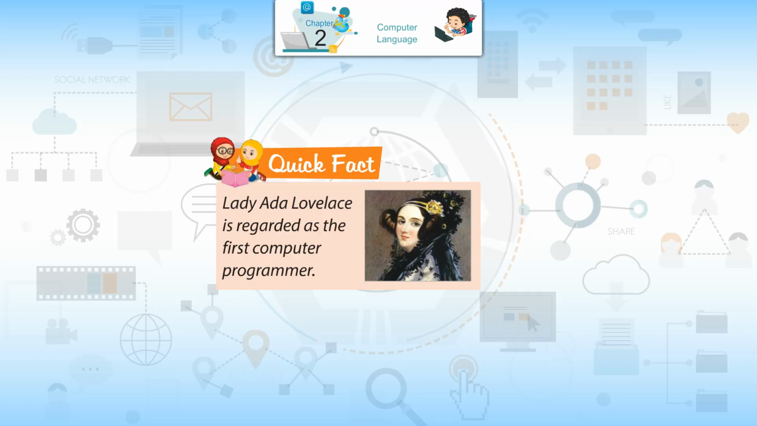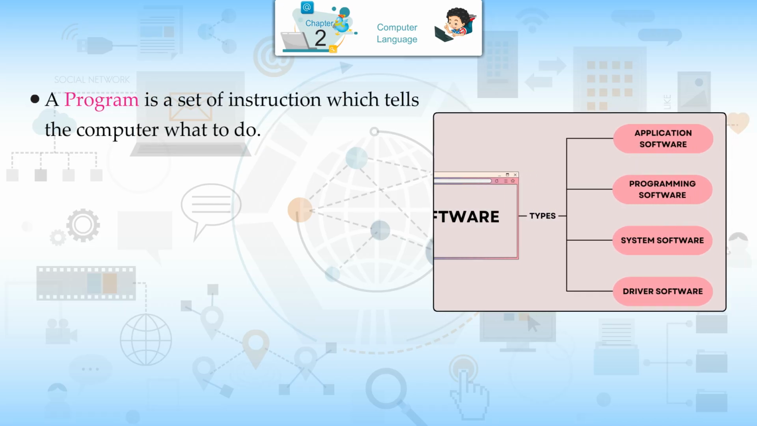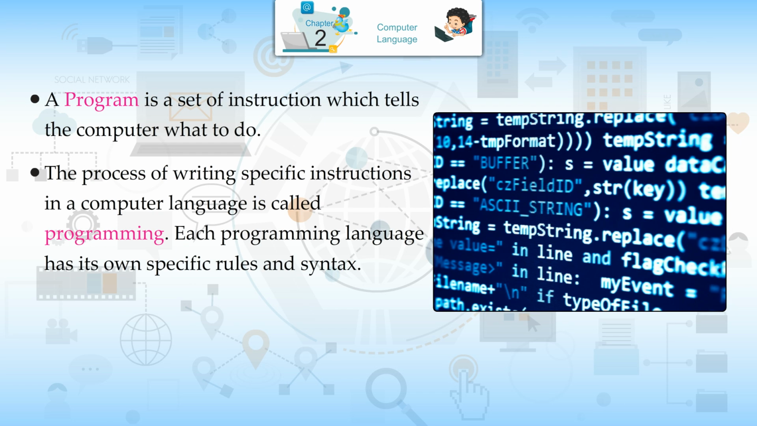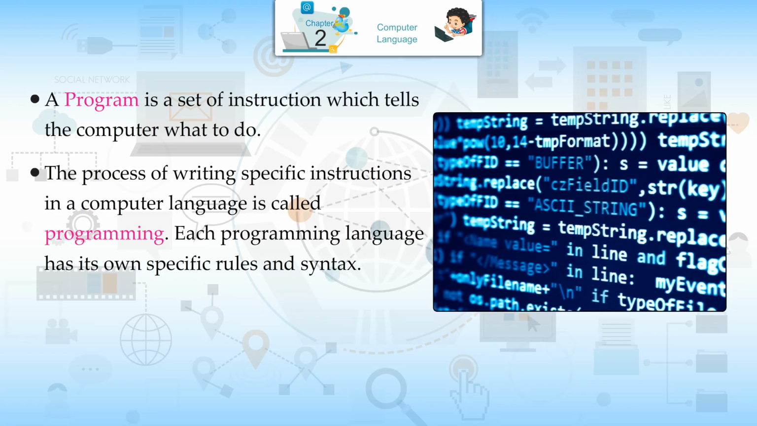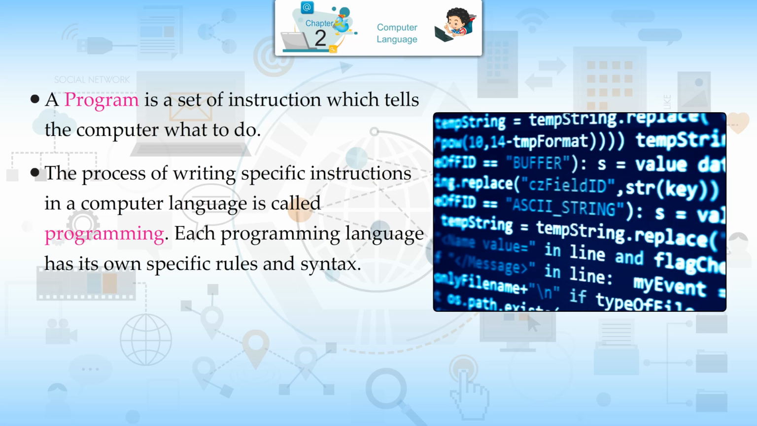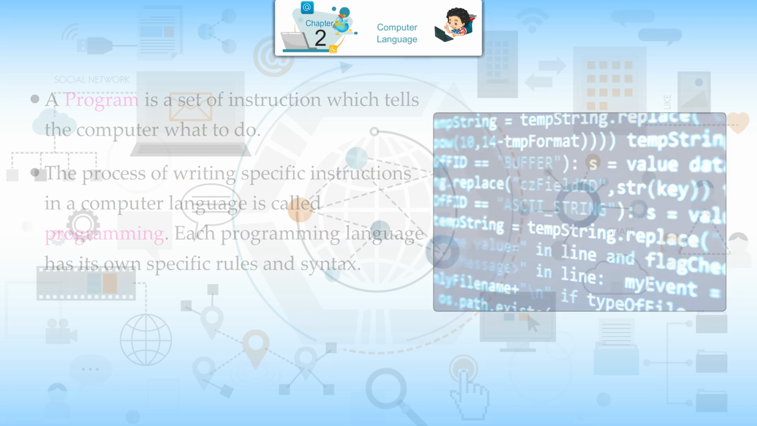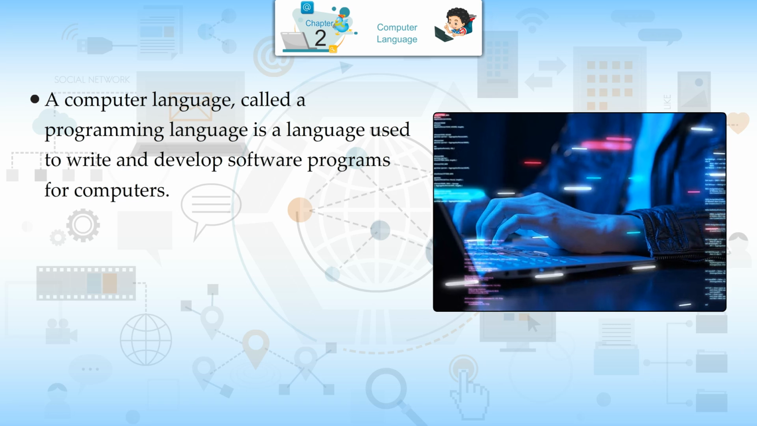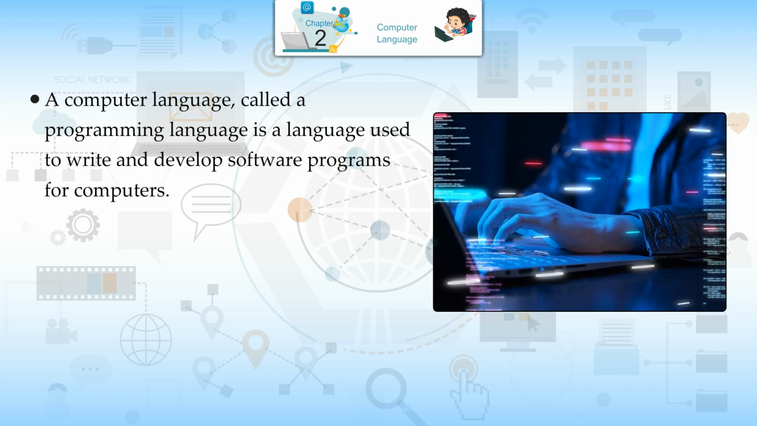Quick fact: Lady Ada Lovelace is regarded as the first computer programmer. A program is a set of instructions which tells the computer what to do. The process of writing specific instructions in a computer language is called programming. Each programming language has its own specific rules and syntax. A computer language, called a programming language, is a language used to write and develop software programs for computers.